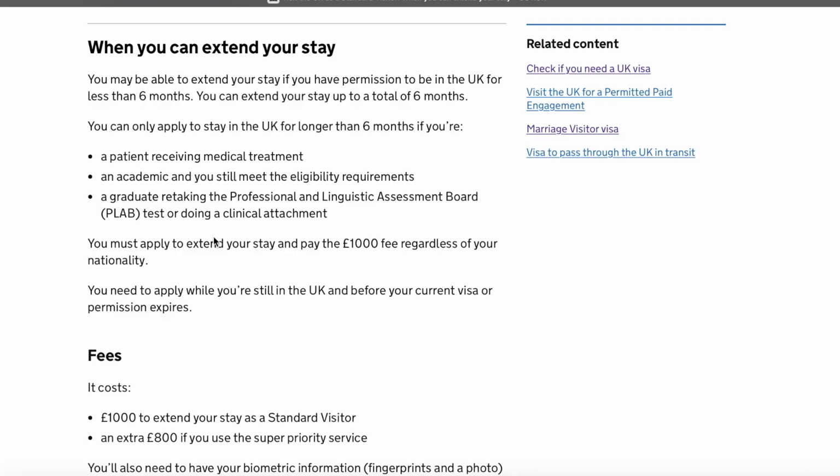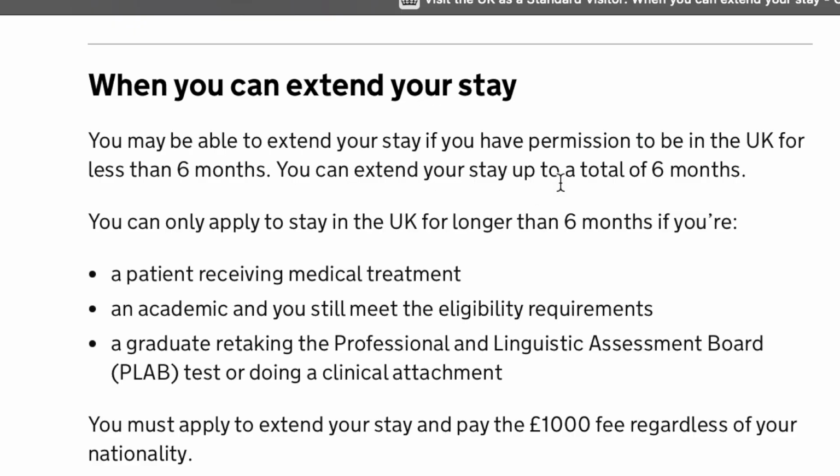You may be able to extend your stay if you have permission to be in the UK for less than 6 months. Let's say the UK visitor's visa they gave you is for 1 month, 2 months or 3 months. If they gave you less than 6 months, you can apply to extend. You can extend your stay up to a total of 6 months.